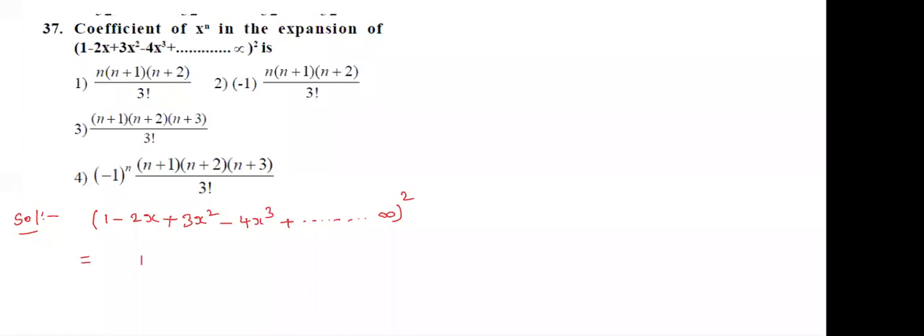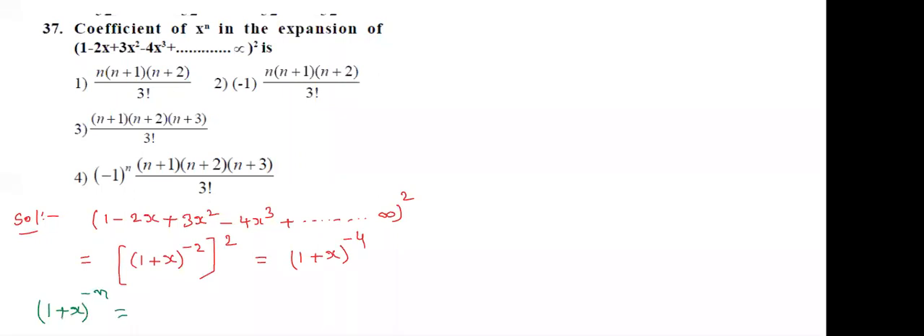Here, 1 minus 2x plus 3x square minus 4x cube plus and so on up to infinity means that is one formula. What is that? 1 plus x whole power minus 2. That is the formula. And whole square. Overall, what we get, students? 1 plus x whole power minus 4. Already we know the formula for 1 plus x whole power minus n.